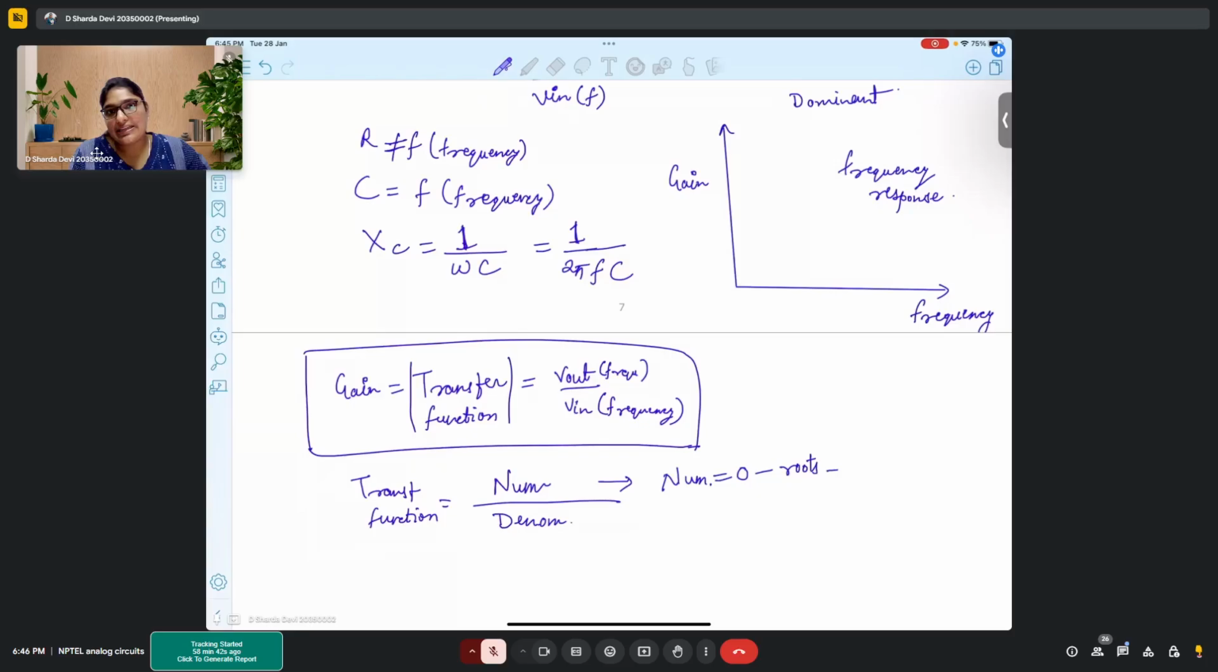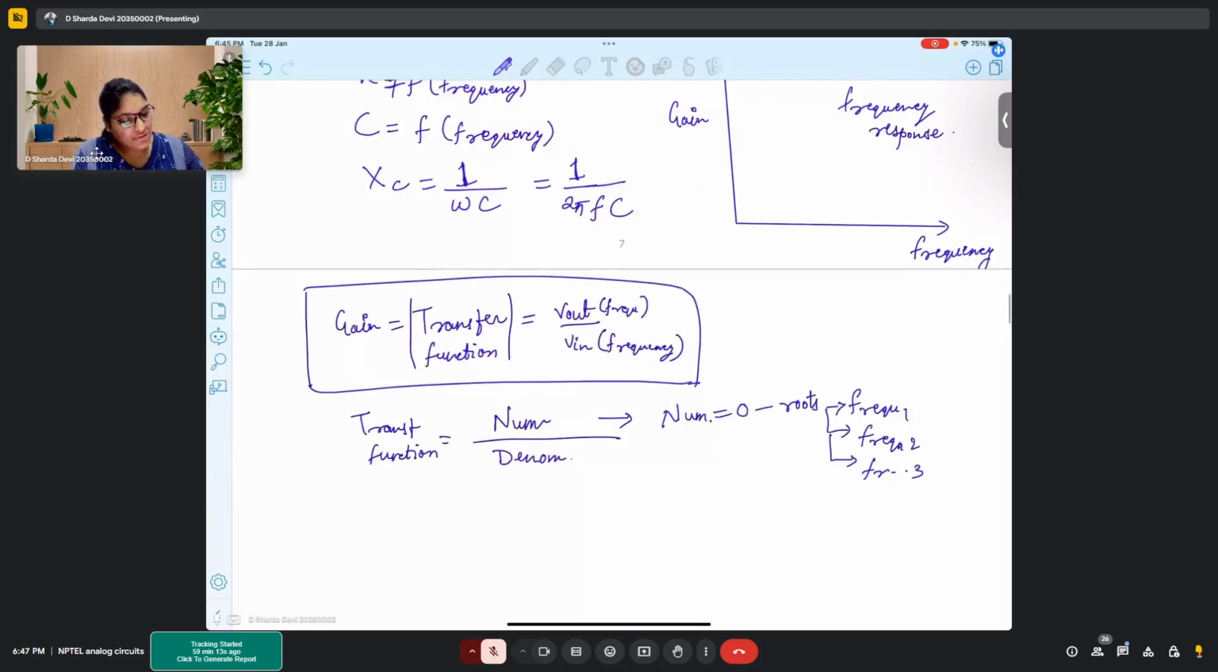Frequency. If V out is a function of frequency, that means frequency is the variable. So if you solve the equation, the solutions that you will get are the values for frequency, right? So these roots will give you frequencies: frequency 1, frequency 2, frequency 3, and so on. When you put your numerator to 0, you will get roots. These values will be frequency values only. And these roots are what we call the zeros of the system.